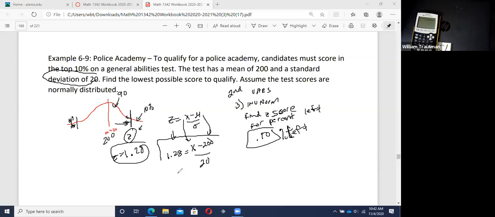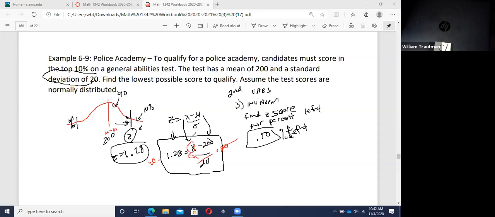Do you see? So you have to use that formula, except we know the z-score now. We calculated it using inverse norm. We have to find x. So to get x at this point, you have to solve for x. I need to take the 20 over to the other side first by multiplying both sides by 20. So those cancel, and I'm going to do 20 times 1.28.